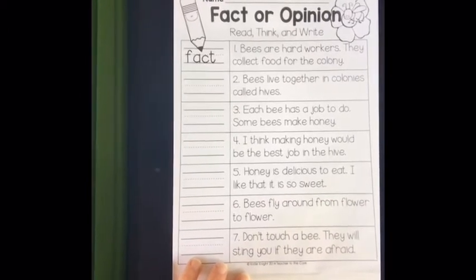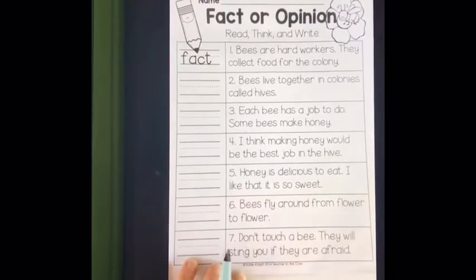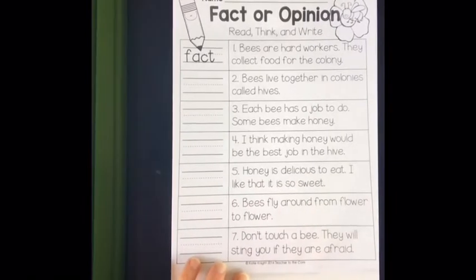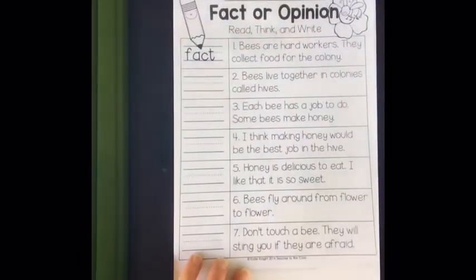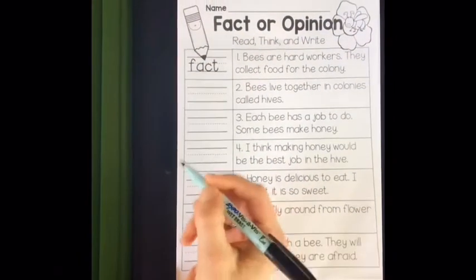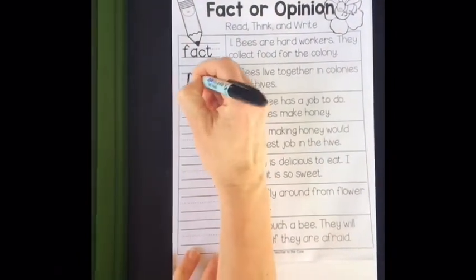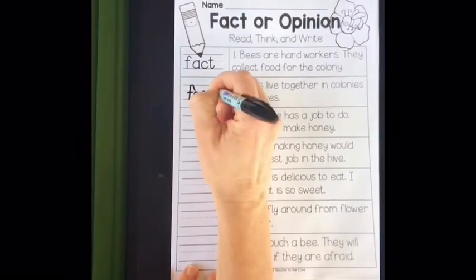Bees live together in colonies called hives. We definitely read that in our book, Are You a Bee? We read it. So I think we can label this as number 2 as a fact.